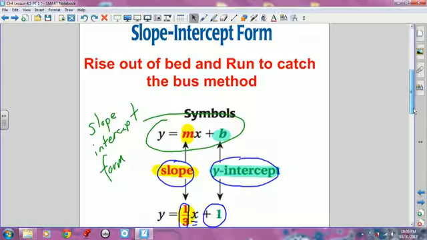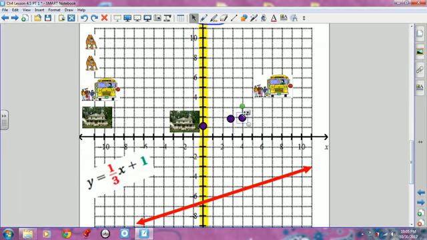Have fun. So what do you do? You go to the next bus stop. You go up 1, 1, 2, 3, and you run 3. So visual people, I went up 1, and then I ran 3. Now you caught the bus at the next stop here. We're good to go.